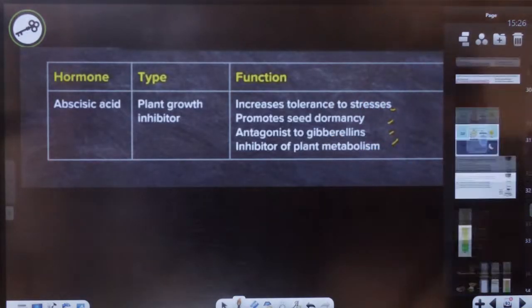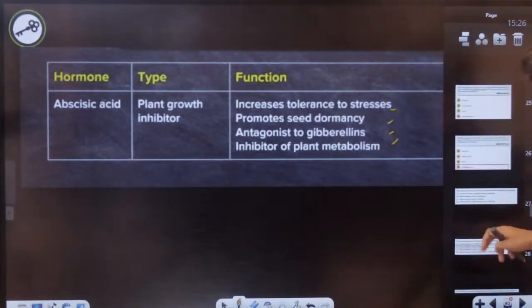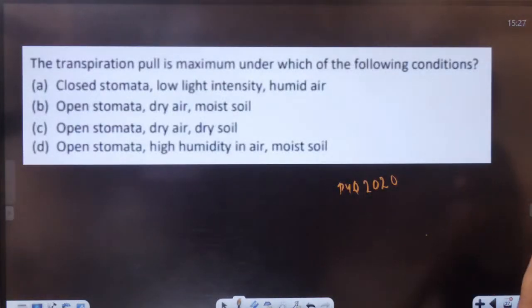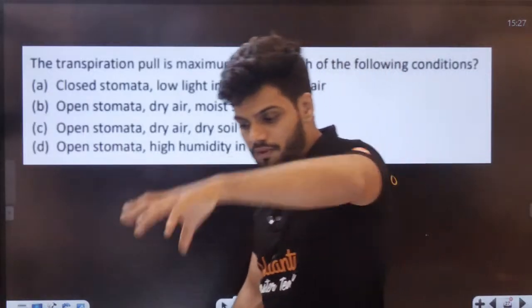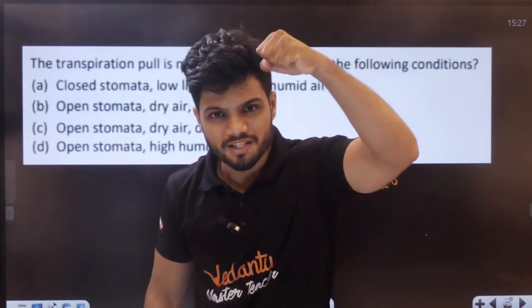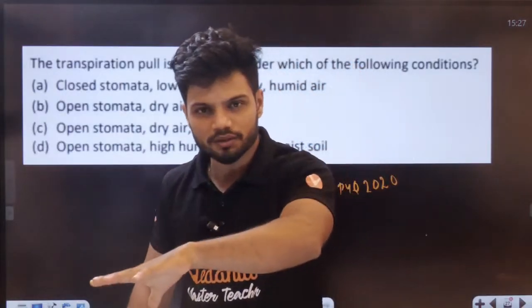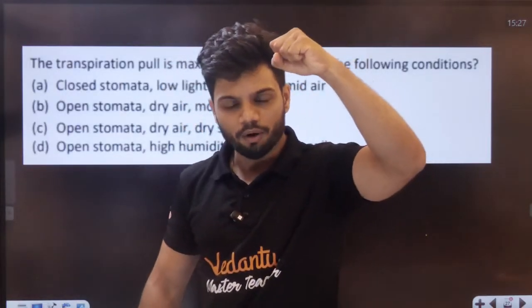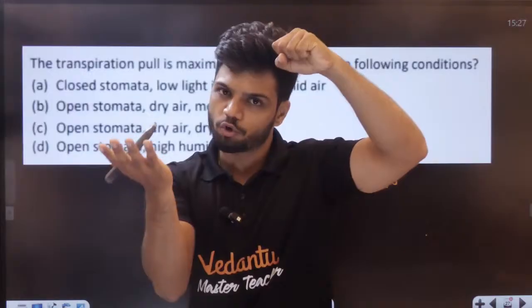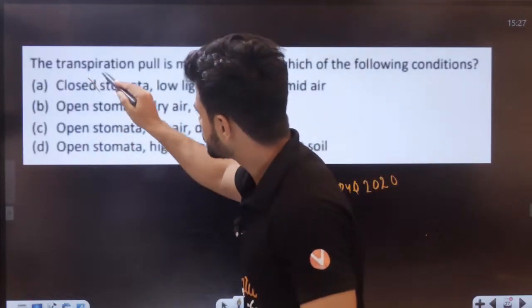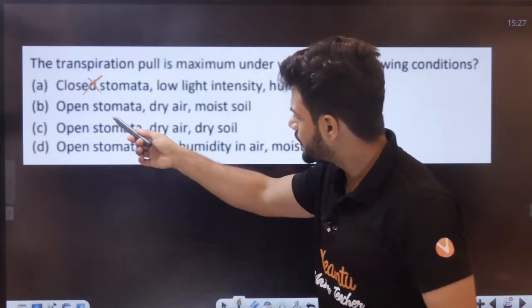Now, students, let's get back to the questions. Here's the question. The transpirational pull is maximum under which of the following conditions? When will transpiration pull be maximum? The water is being sucked very fast. If the water has to be sucked out, stomata has to be obviously open. So this is gone first. So stomata is open.